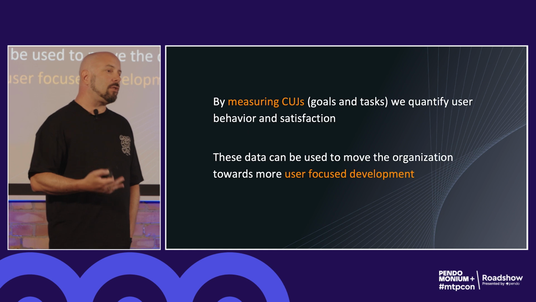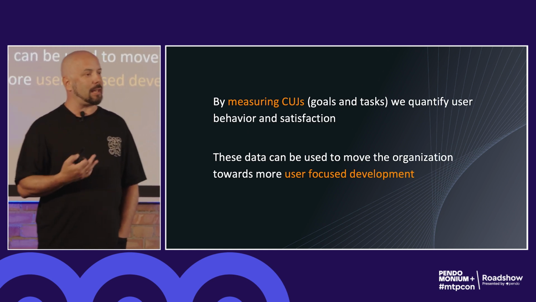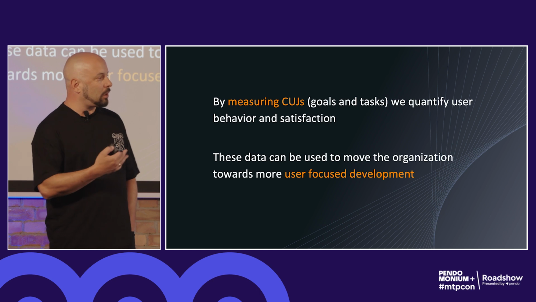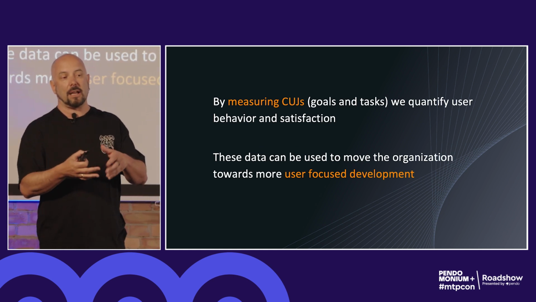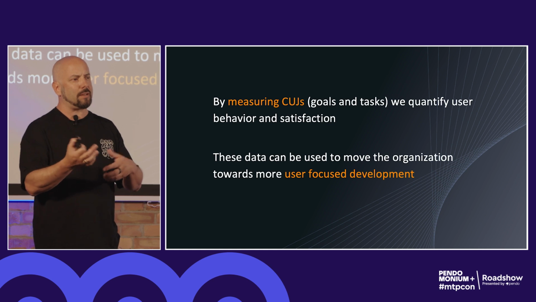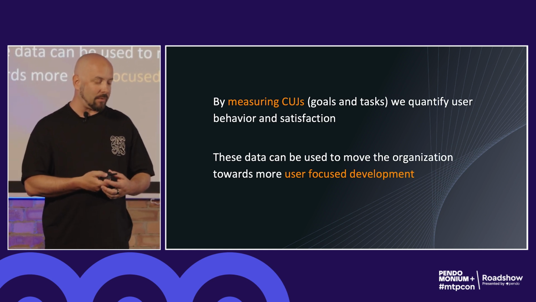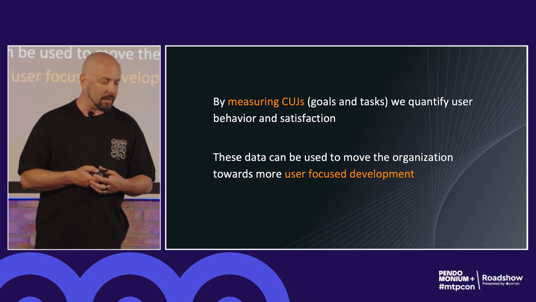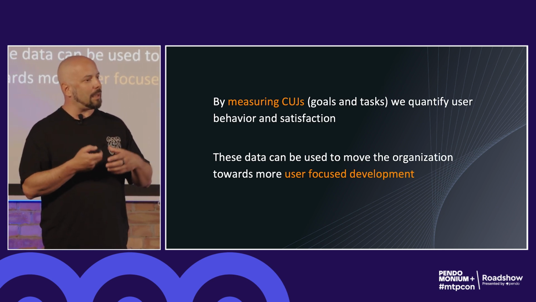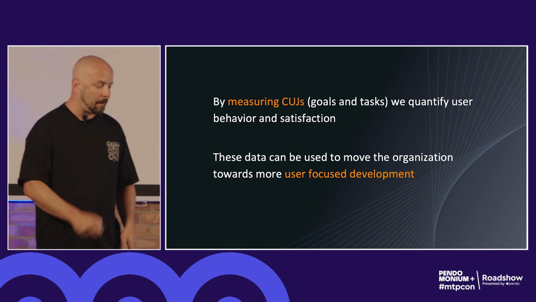So by measuring CUJs, we start quantifying user behavior and satisfaction. And we can look at that regularly. Ideally, like at the moment where we also look at revenue and at latency and all the other nice metrics we regularly look at, we need to look at our user metrics to understand how things are going, and then start integrating that into the product development.